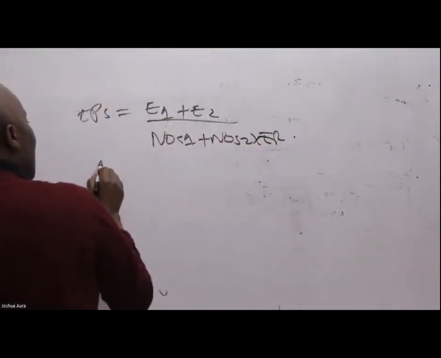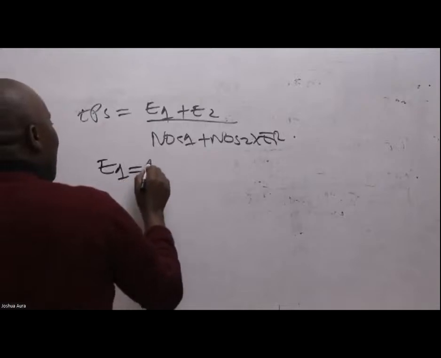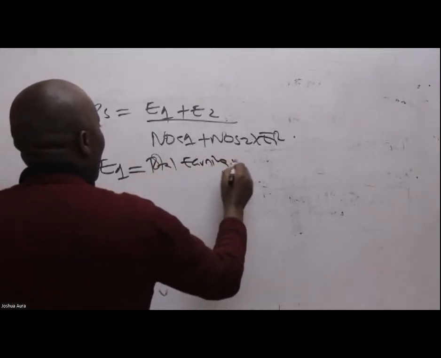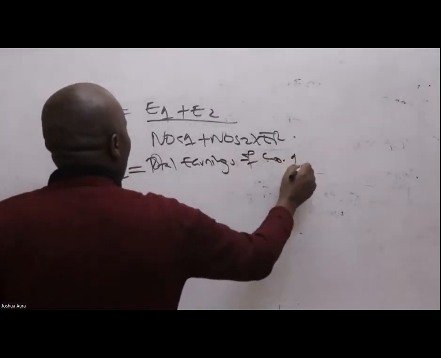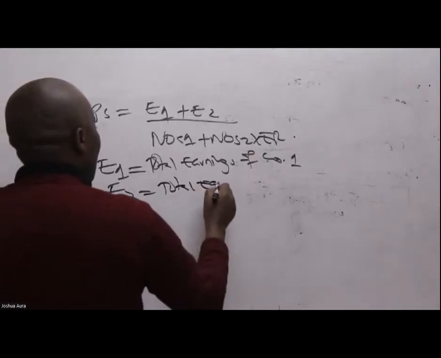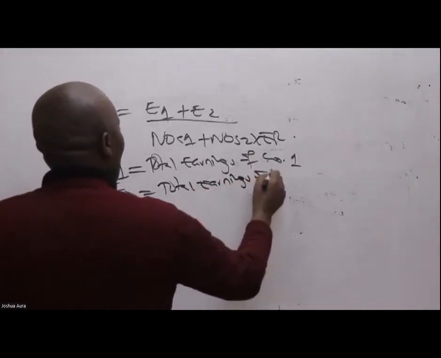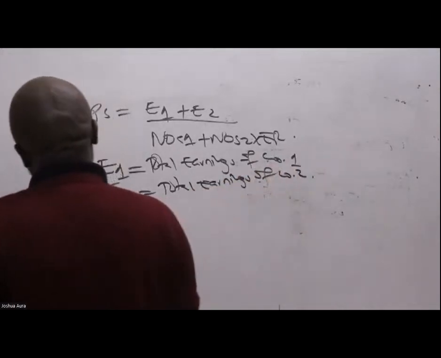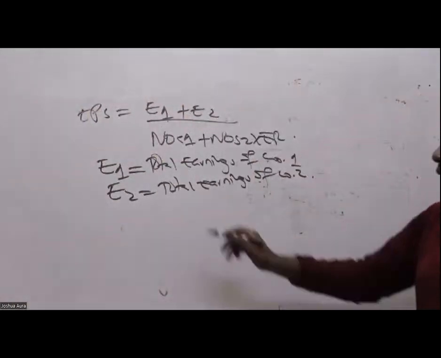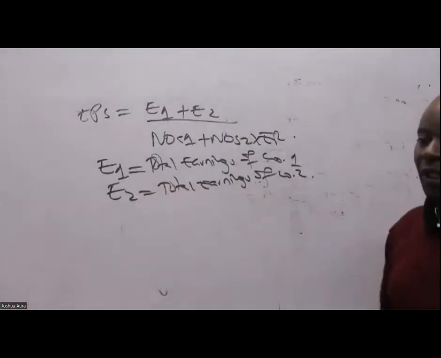So you can even write this like this. You can say E1 is total earnings of company one. Then you say here E2 is total earnings of company two, like that. I hope that helps. Instead of writing J, J is just a common thing. Great. Thank you so much.